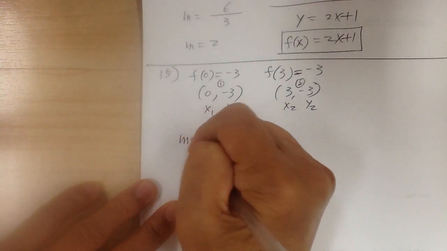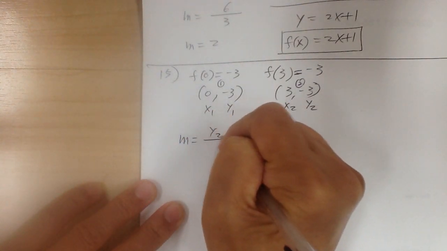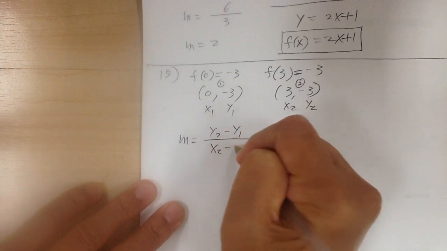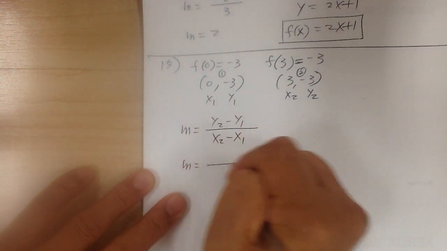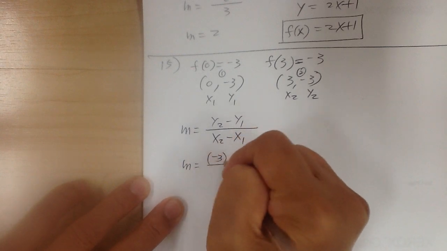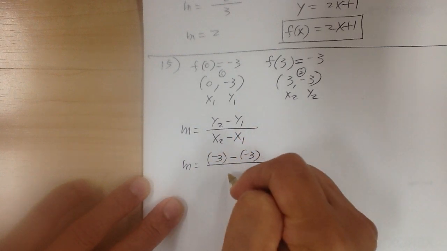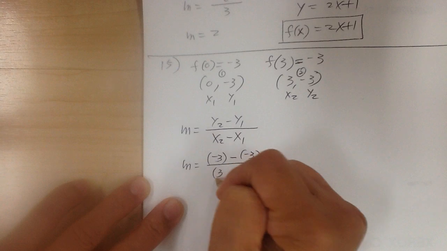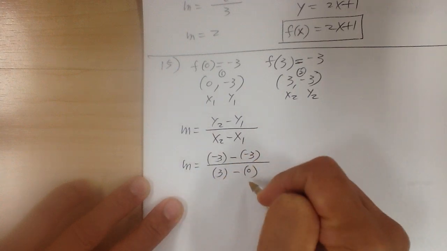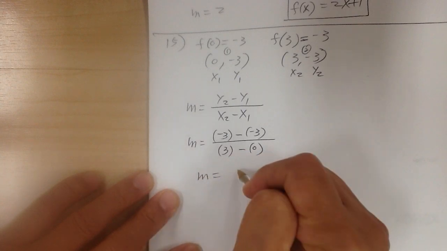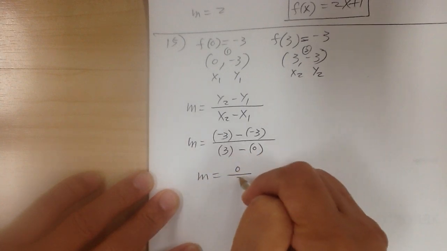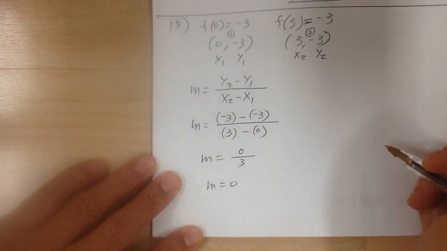So first let's get a slope. So slope is y2 minus y1 over x2 minus x1. So slope equal to negative 3 minus negative 3 over x2, which is 3, minus 0. So you're going to end up with m equal to 0 over 3, so m equal to 0.